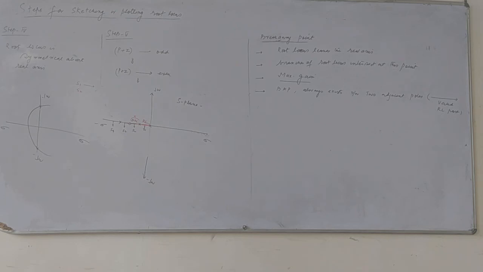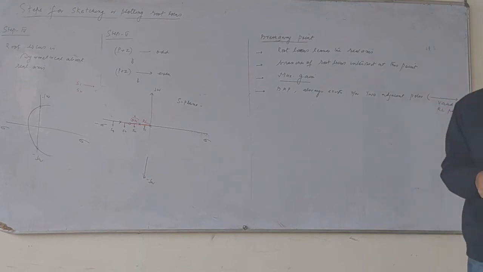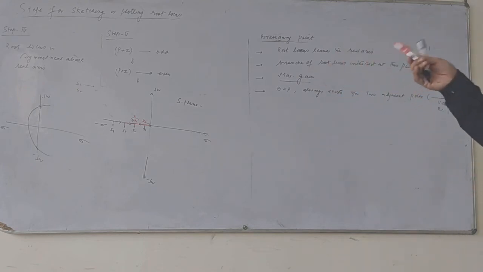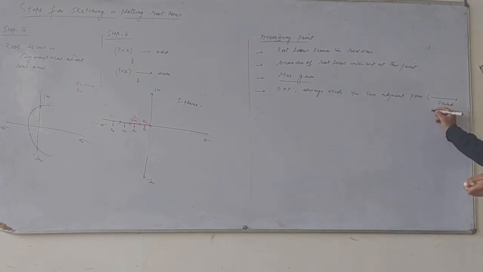That's not enough for a breakaway point to qualify. A particular point cannot be qualified to be a breakaway point just because it is between two adjacent points. That portion, where it exists, should be a valid part of the root locus, and that will be authenticated by the previous step I have already taken. That means the number of poles plus zeros to the right of that breakaway point has to be odd. Then only it can qualify to be a breakaway point.